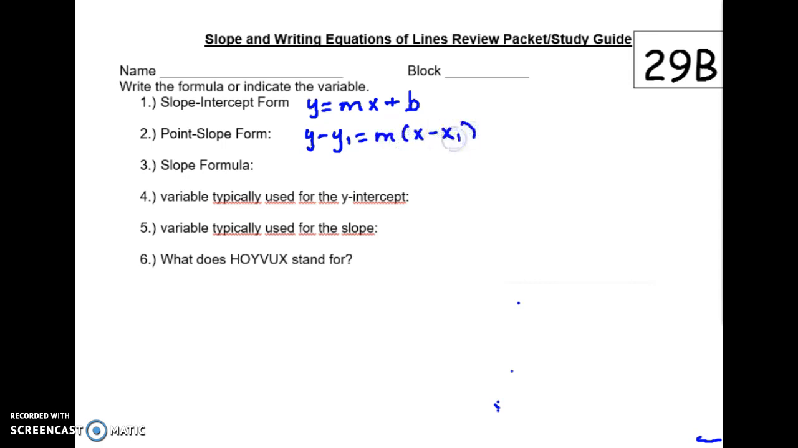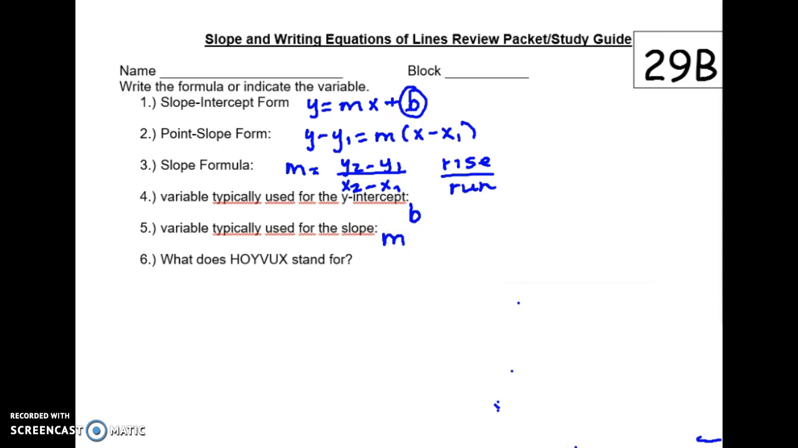You need to know how to get the slope. Your slope is equal to y2 minus y sub 1 divided by x2 minus x sub 1. Okay, that would be your rise over your run. The variable typically used for the y-intercept is b, and that would be right here. Your b is your y-intercept, and the variable typically used for the slope is your m.